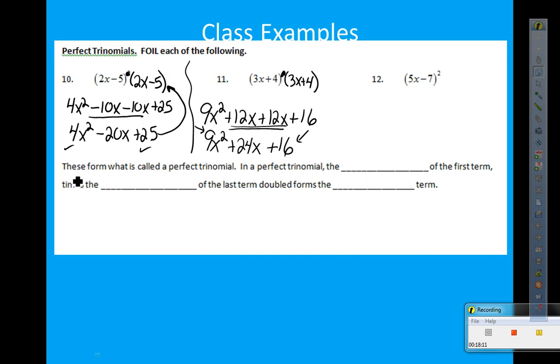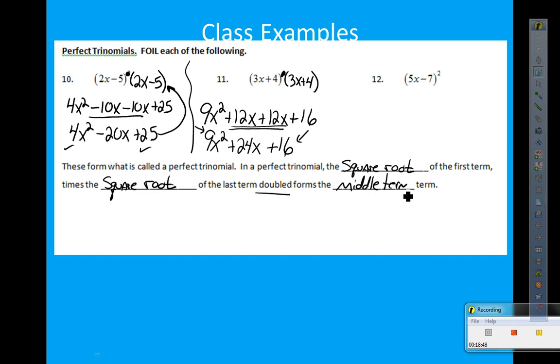Come down here real fast. These form what is called a perfect trinomial. In a perfect trinomial, the square root of the first term times the square root of the last term doubled forms the middle term. And I'll show you what I mean, because that's kind of complicated.